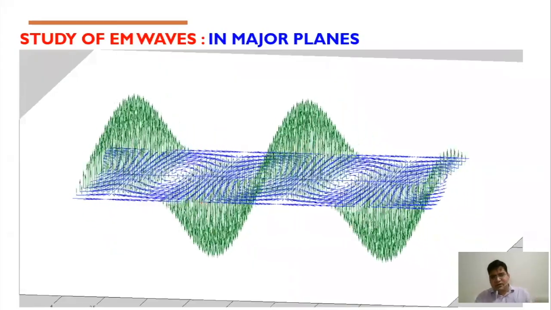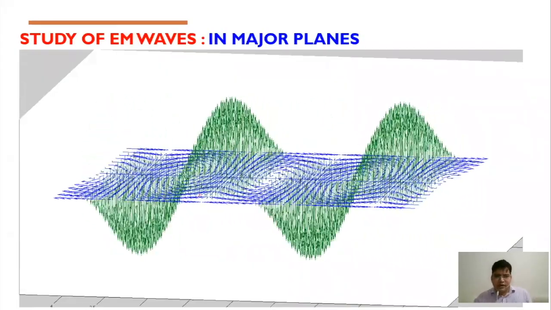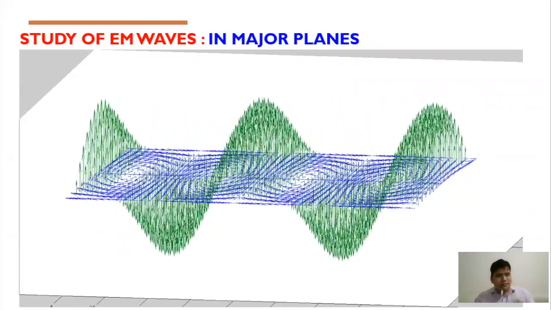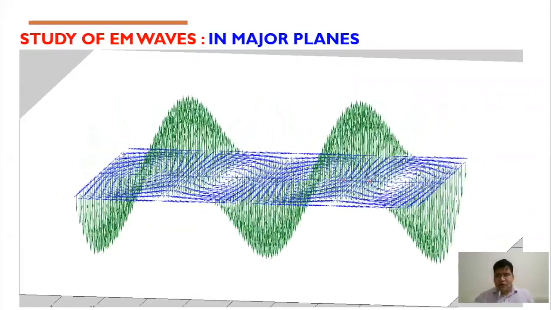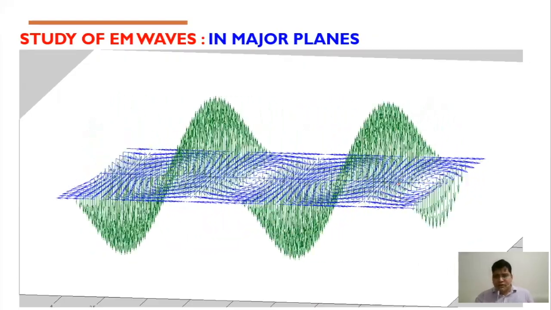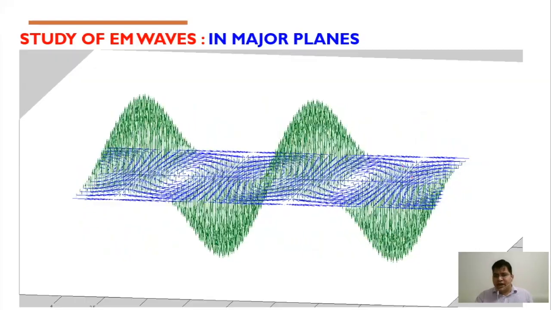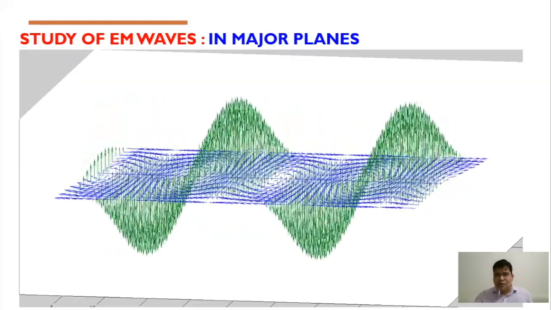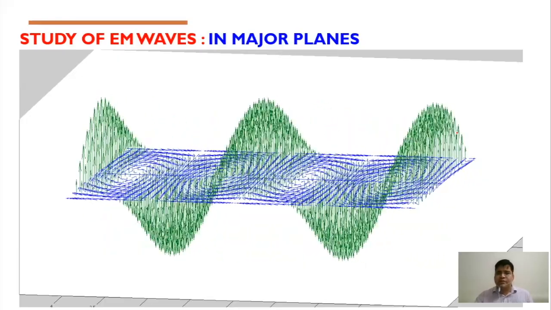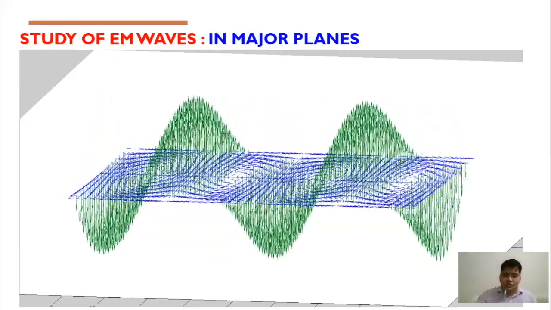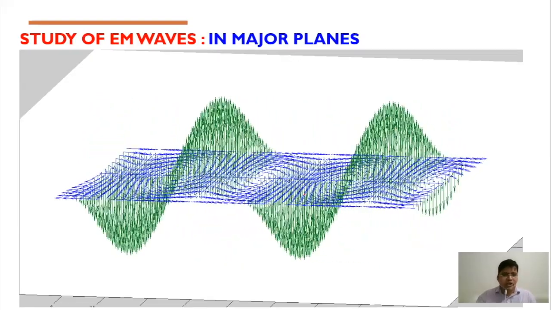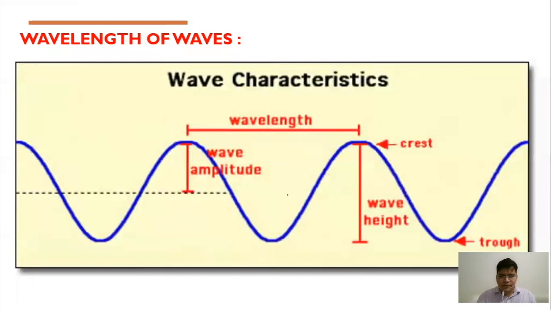You can see here, through the green lines the E field is represented, and through the blue lines the magnetic field is being represented. The orientation of the poles, the orientation of direction, is being analyzed. It depends upon the direction of the electric field, whether it is upward or downward. The direction of the magnetic field is also changing accordingly, so we can observe it.